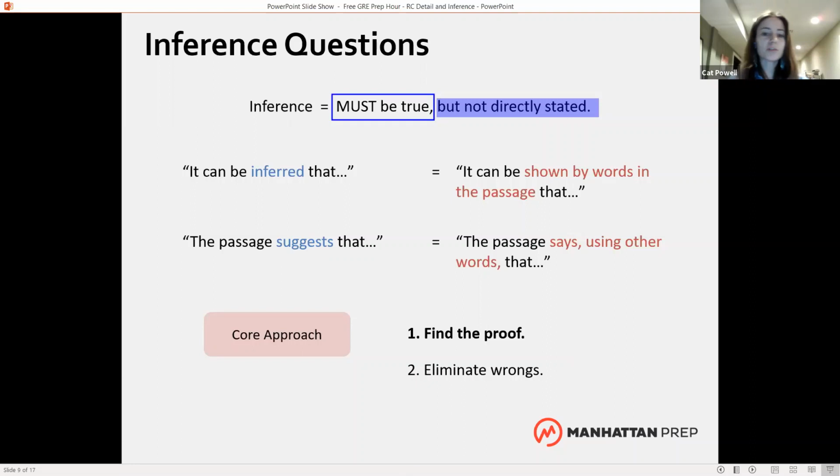So we're going to approach these exactly the same way that we approach our detail questions. We're going to read just the question stem. We're going to find the proof. We're going to really understand what it says. And then we're going to get into our answer choices. However, before we do some actual questions, I want to do a couple exercises to illustrate the idea that the right answer to an inference question is going to look a little further away from the passage than what we'd expect in the right answer to a detail question.